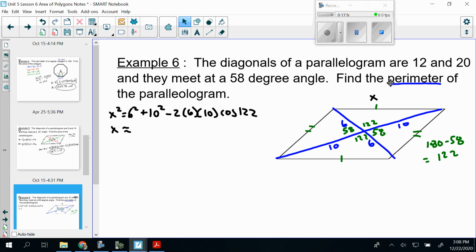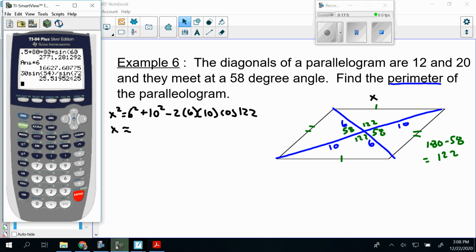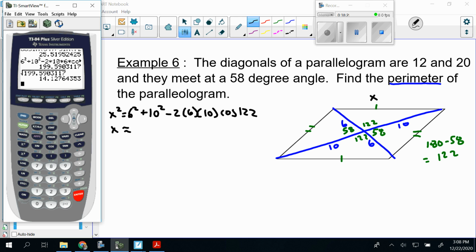Okay, so let's do that quick on our calculator. You've got 6 squared plus 10 squared, and then minus 2 times those same two sides, and then times cosine 122. And that's what x squared equals, so then we need to square root that. So I copy pasted it. It looks like it's about 14.128.